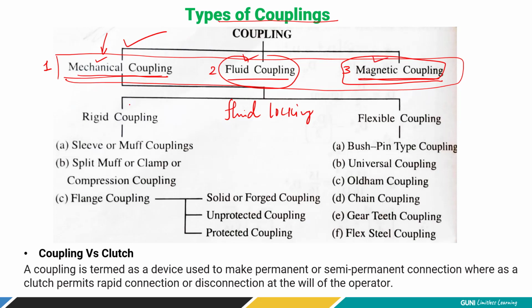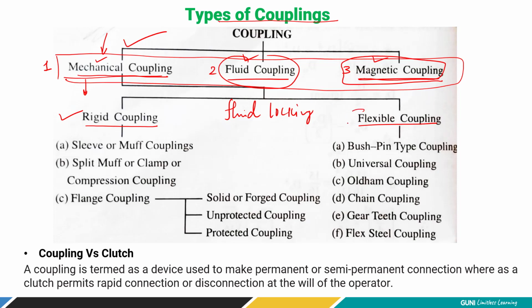In our syllabus, we are going to discuss the mechanical type. Again, mechanical coupling is divided into two categories: one is rigid coupling, second is flexible coupling. Now from the word itself, rigid means there is no flexibility, there is no provision for misalignment or something like that.